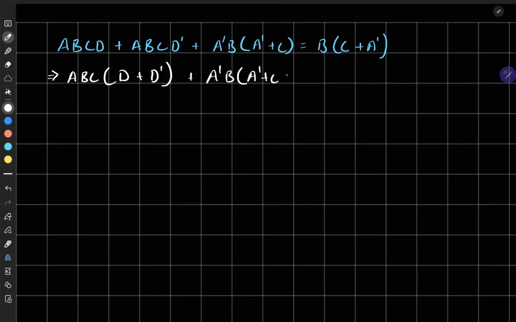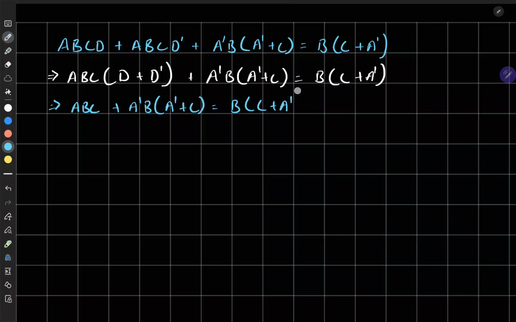AB. Cool. And now that we have that 1, we can just write this as ABC, and then A naught B, A naught C equals BC plus A naught. Cool. Well, what else can we do now?